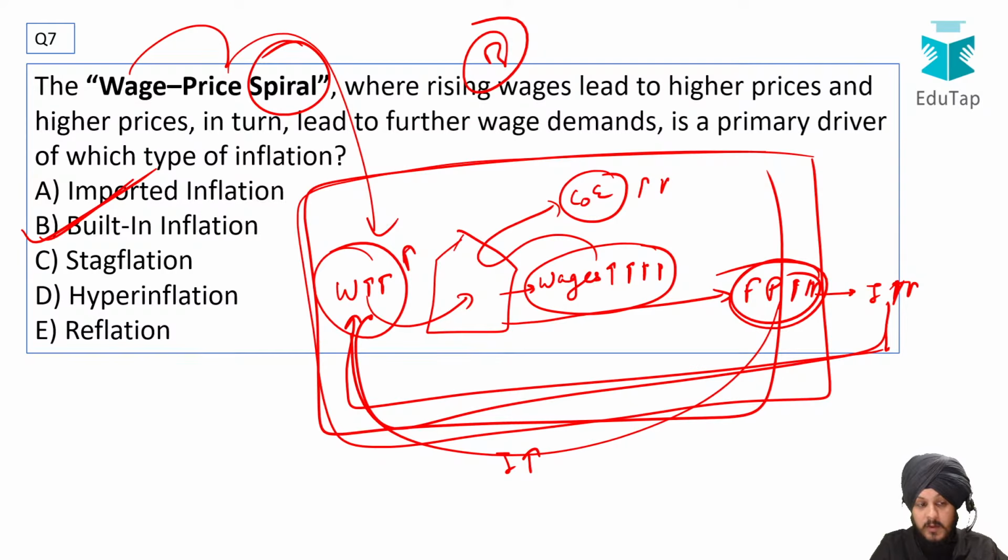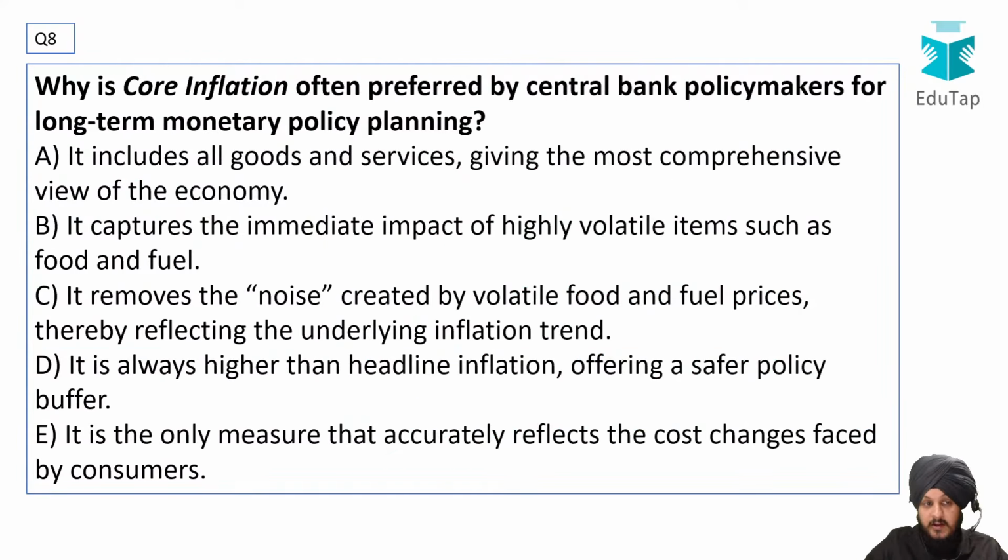So that is going to be the answer to this question, which is the B option. Now question number 8. Why is core inflation often preferred by central bank policy makers for long-term monetary policy planning?